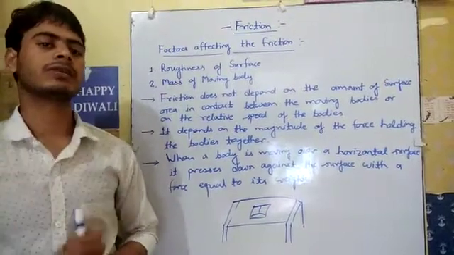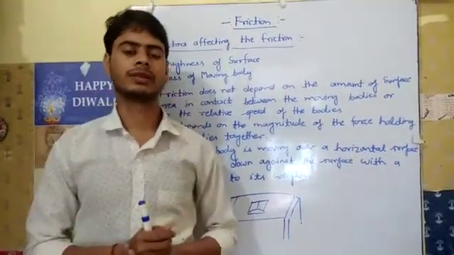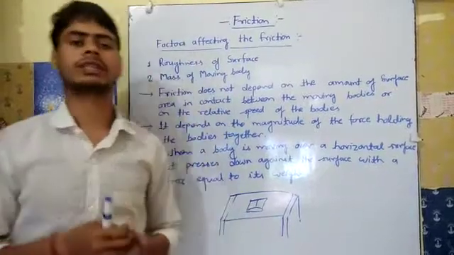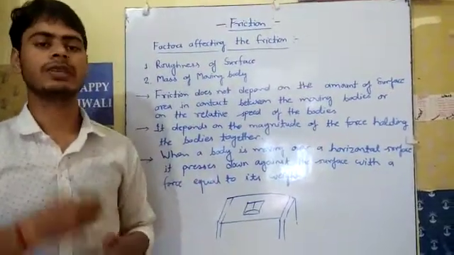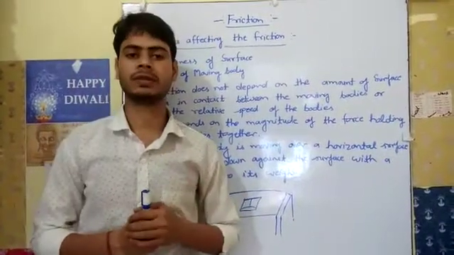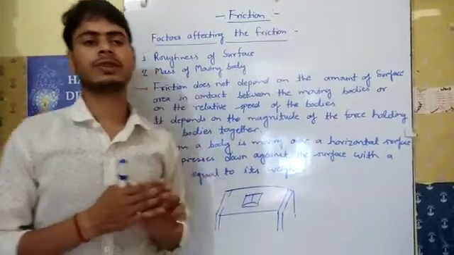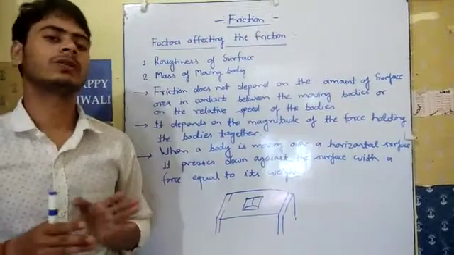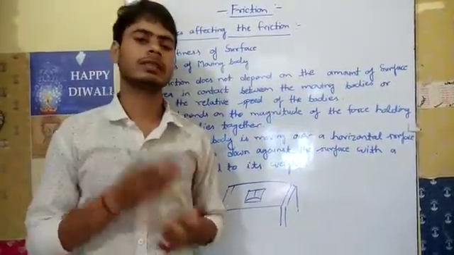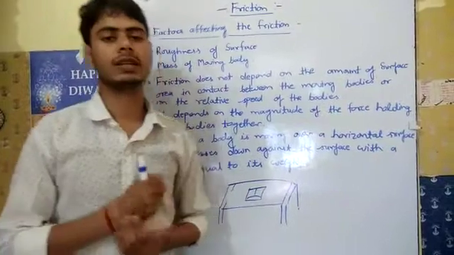So let's quickly revise. What is friction? Friction is that which opposes the motion, or we can say that which resists the motion or resists the relative speed. So what is relative speed? We have discussed that when two objects are going in the same direction or in opposite directions, it is known as relative motion.